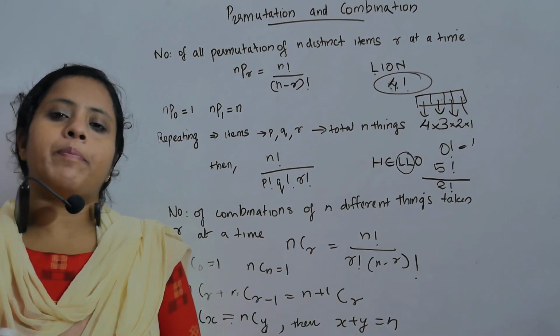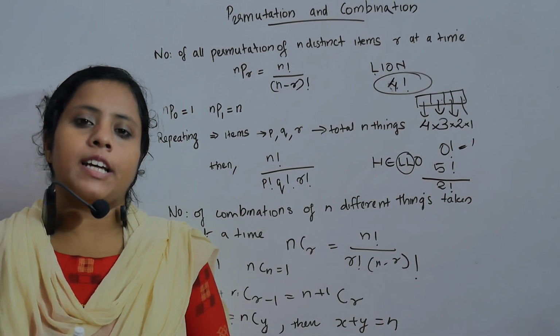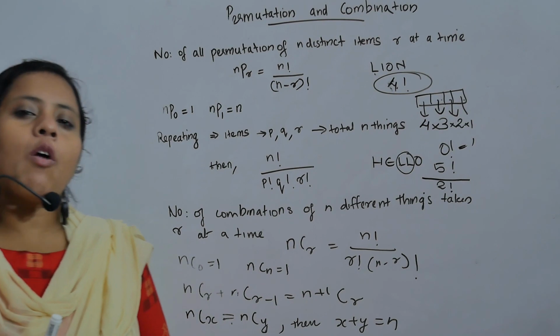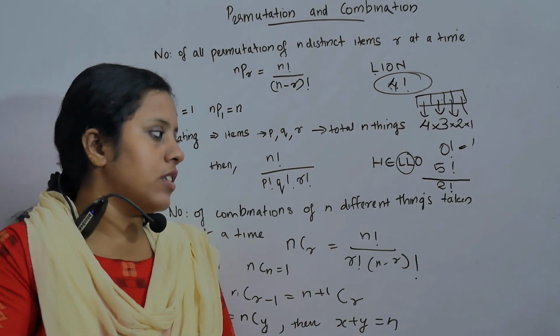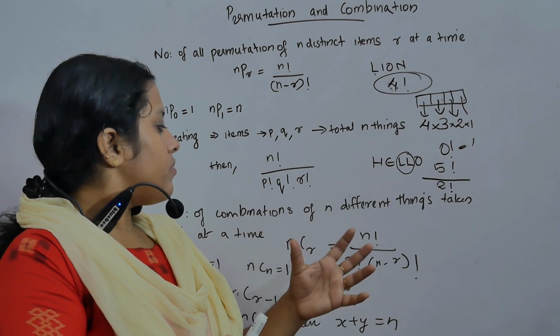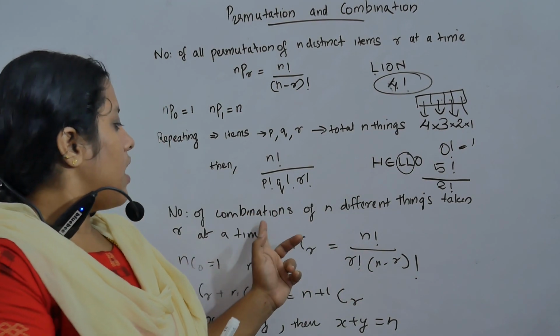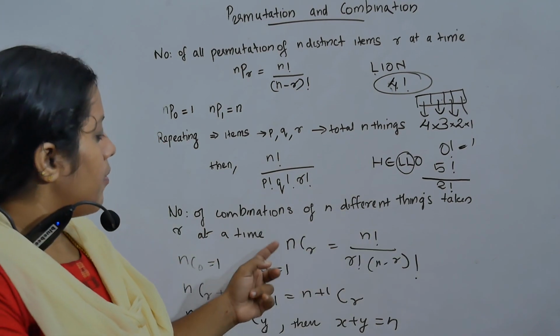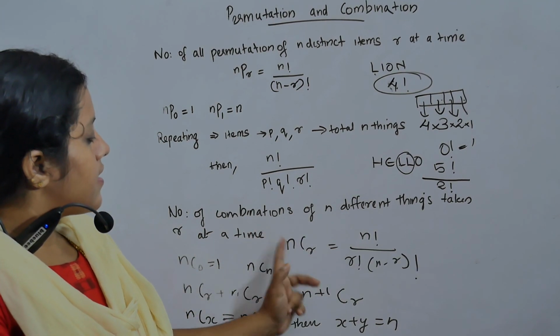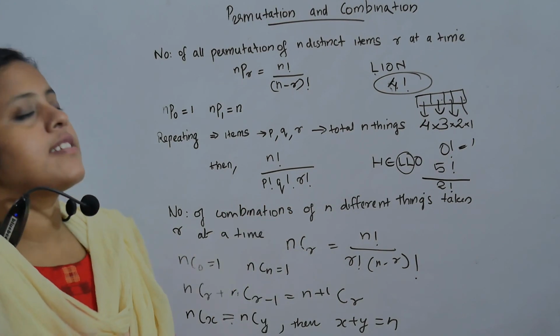If you have 10 people, and we are taking 2 people at a time, that is how many ways we can arrange them. That is nCr, combination. The number of combinations of n different things taken r at a time is nCr.